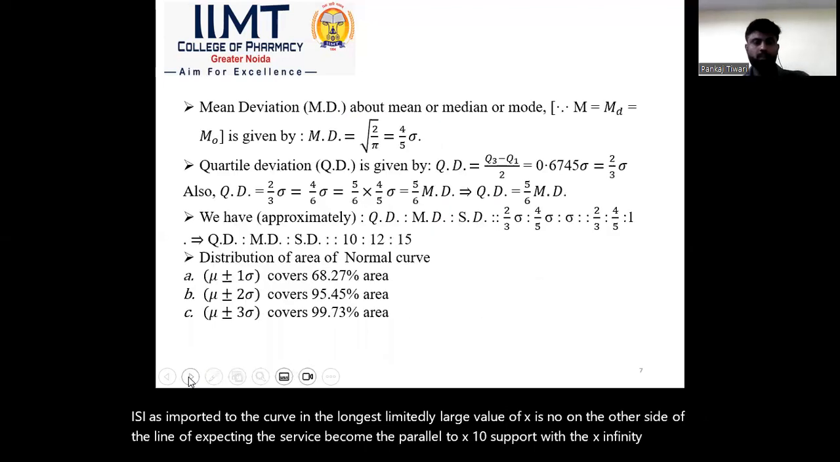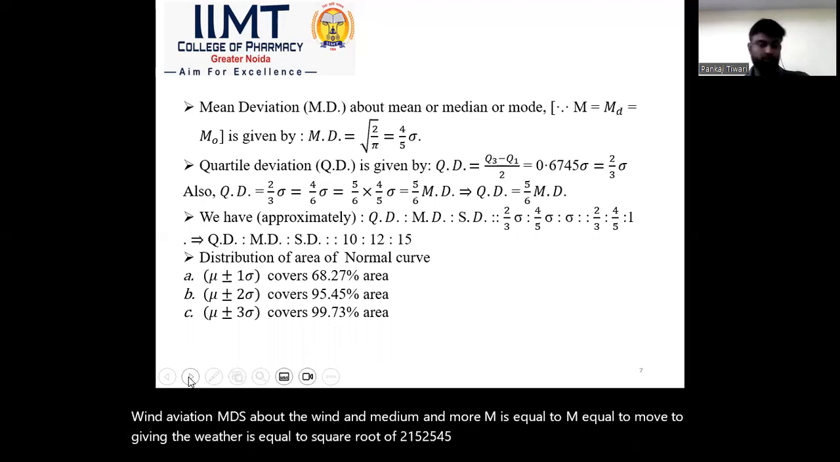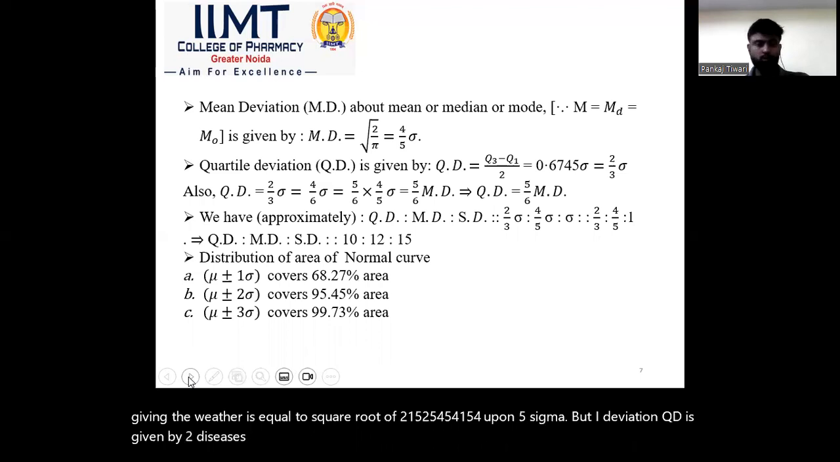Mean deviation MD is about the mean, median and mode. The mean deviation is equal to square root of 2 upon pi times sigma, which is 4 upon 5 sigma. Quartile deviation QD is given by Q3 minus Q1 upon 2, which is 0.6745 sigma, equal to 2 upon 3 sigma.